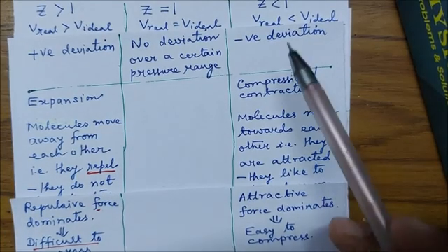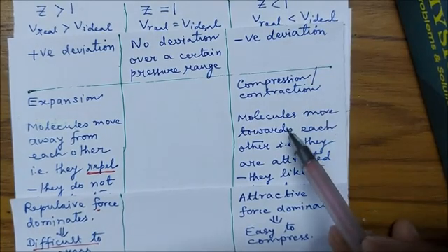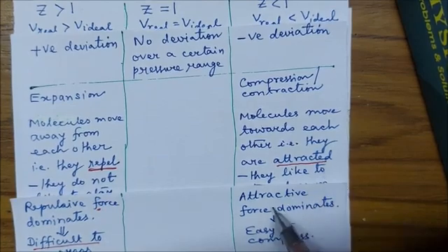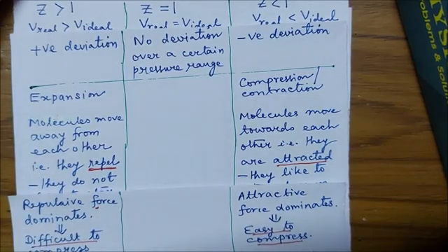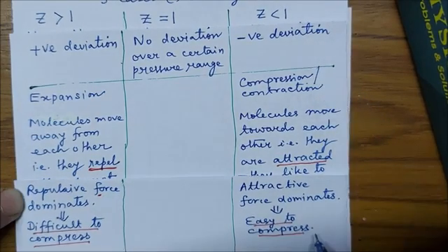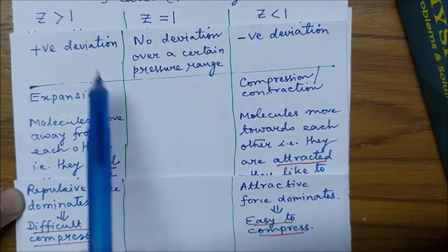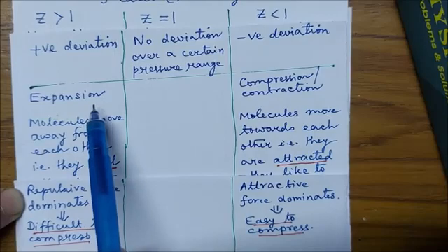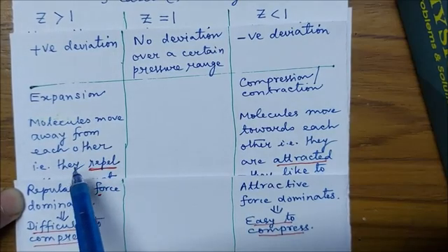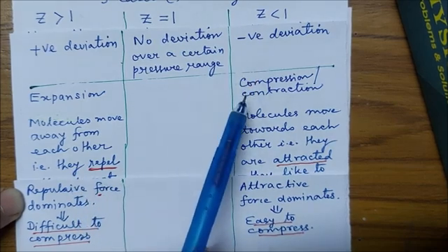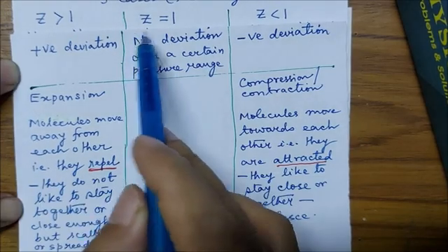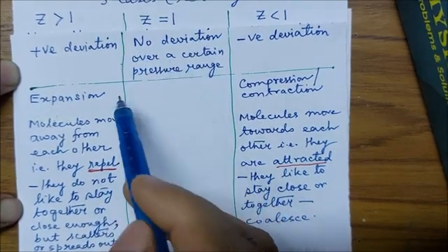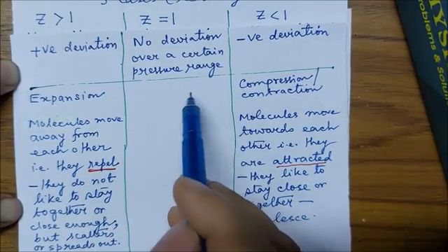So the key points for Z less than 1 situation is that the molecules exhibit attraction, that is, attractive force dominates, and hence the gas is easy to compress as indicated by a compressibility factor that is less than unity. From the discussion that we have just completed, it follows that Z greater than 1 means the gas expands and repulsive force dominates in this situation, while Z less than 1 corresponds to compression or contraction in which attractive force dominates. Let us now consider the situation corresponding to Z is equal to 1. Z is equal to 1 means there is no deviation. In other words, gas neither expands nor contracts with respect to the ideal volume.